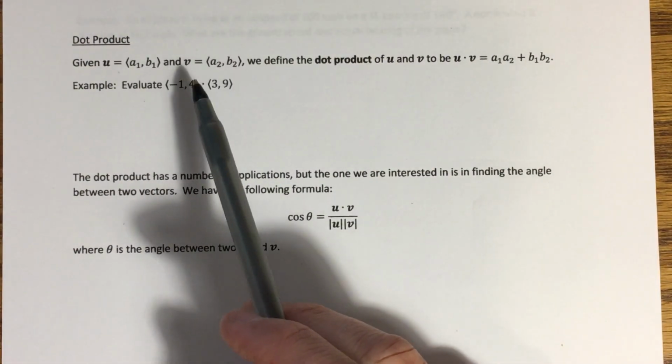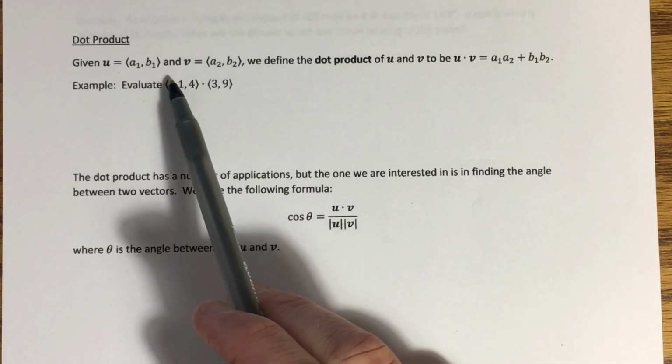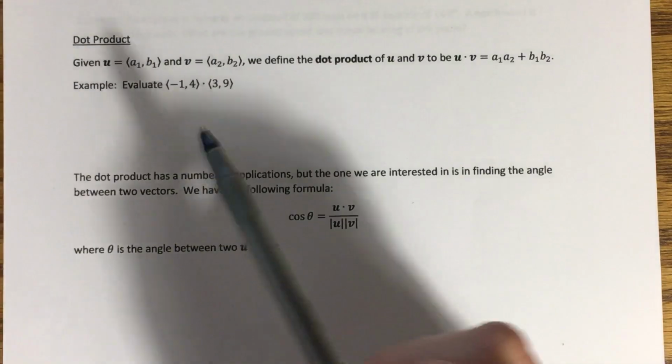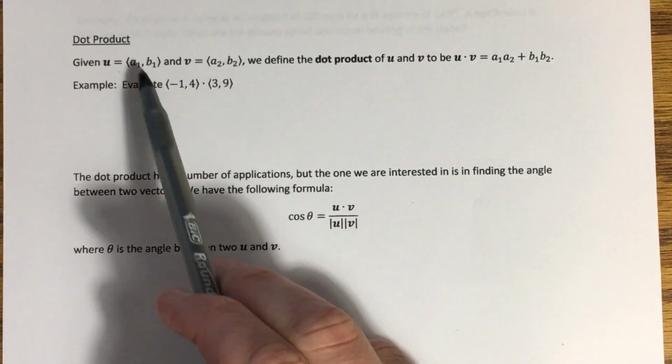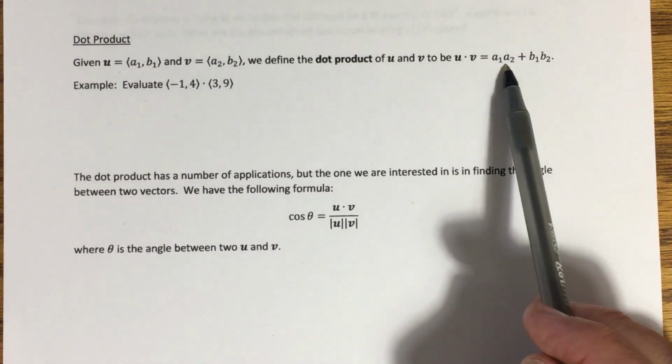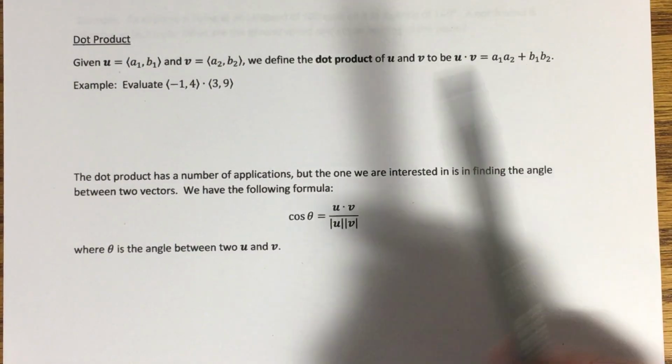So the way you perform a dot product, if you have these two vectors in component form, is we multiply their corresponding components together. Here I'm multiplying A1 with A2, the horizontal components, and then I multiply B1 with B2, the vertical components. Once I've multiplied those, I sum the results.